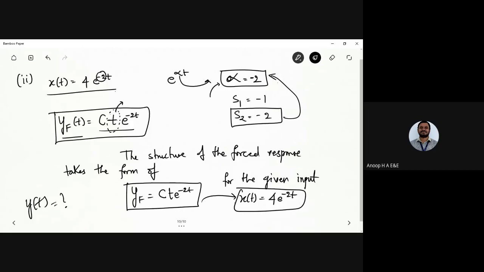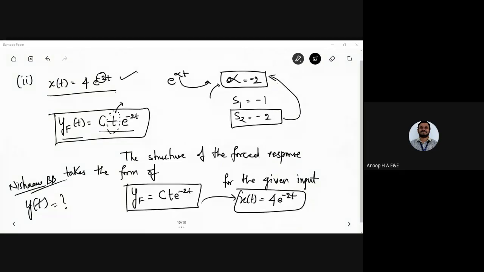I'll assign this problem to Nishana. She is going to find out the total response given x of t equals 4 times e power minus 2t. Okay, with this session, I would like to end the class.